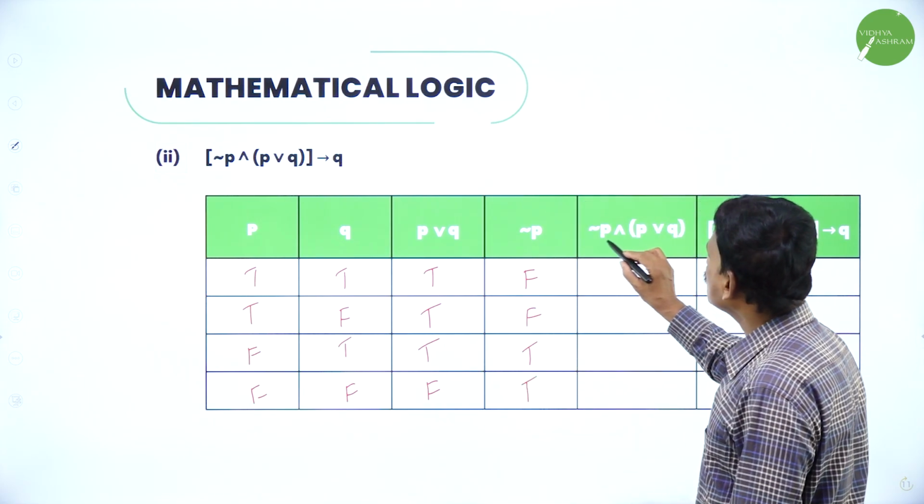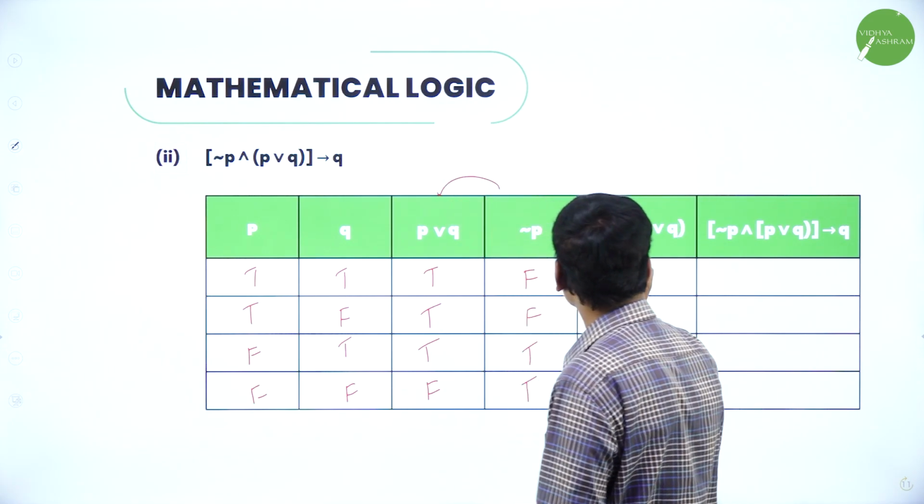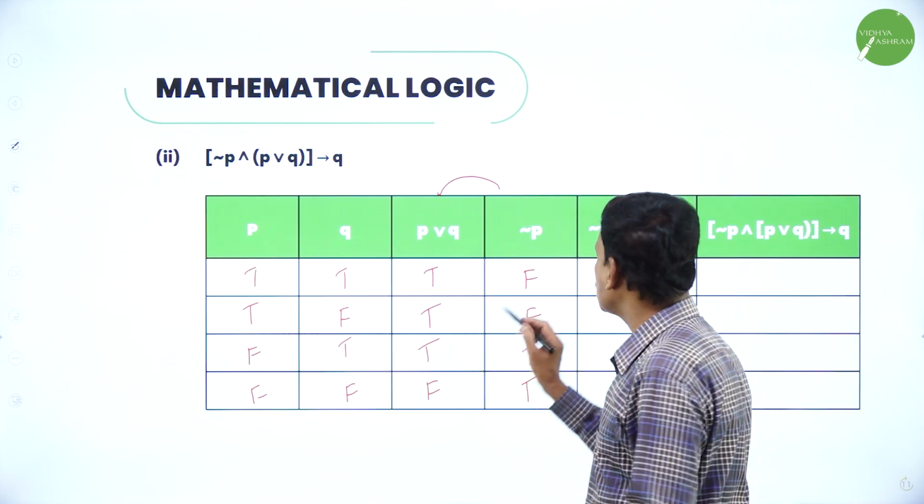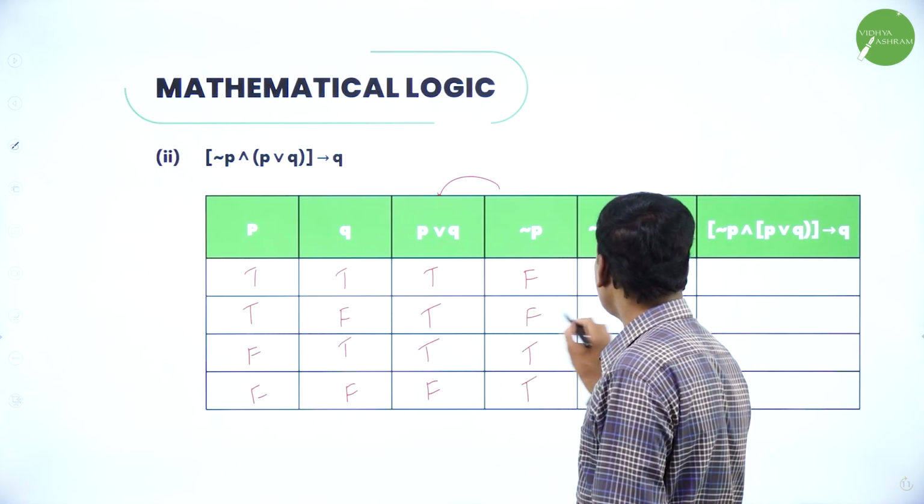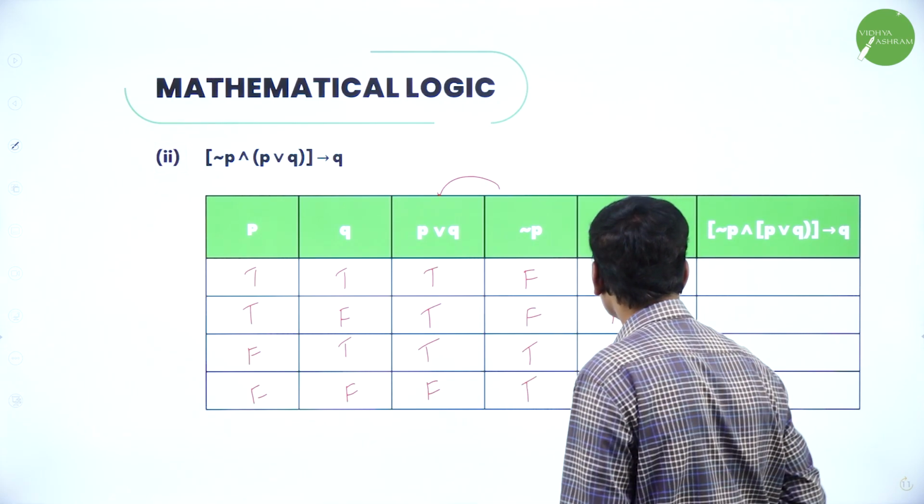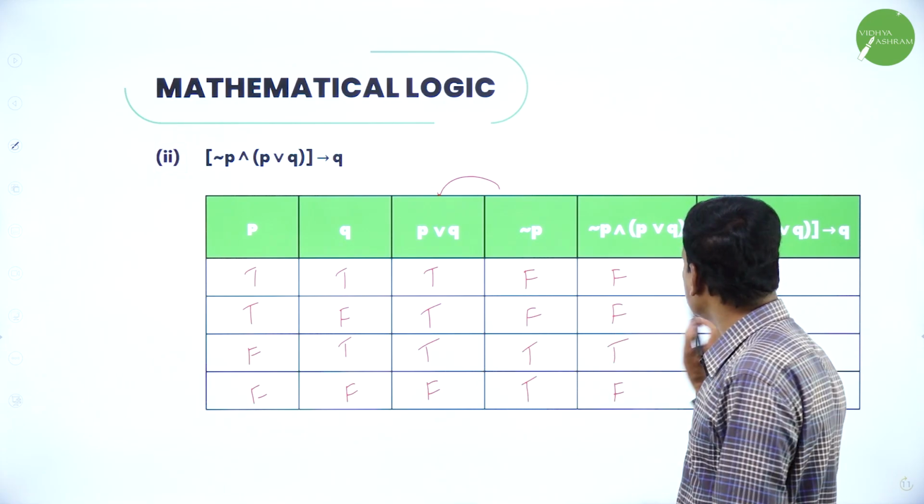Now conjunction for negation P and the disjunction. Conjunction means true and true is true, and in all other cases it is false. False and true is false. False and true is false. True and true is true. True and false is also false. So, in case of conjunction, true and true is true, and in all other cases it is false.